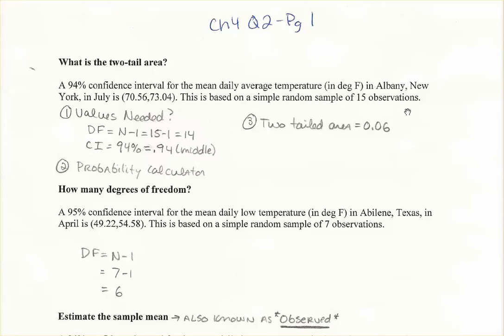Hello, I'm going to do a walkthrough of the types of questions you're going to get for the Chapter 4 Quiz 2. So the first one, what is the two-tail area for the following question?